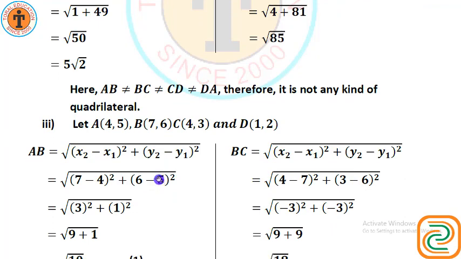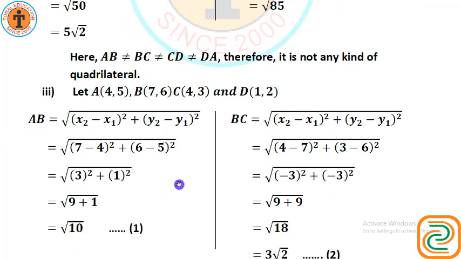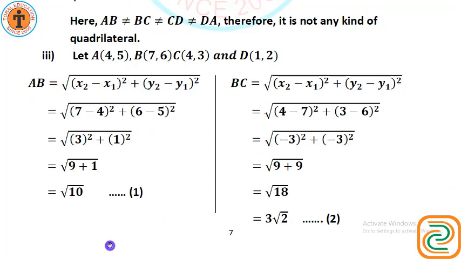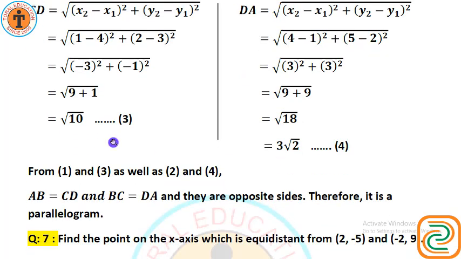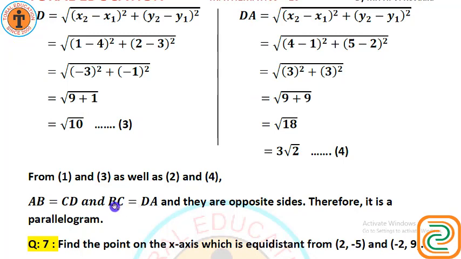Third one, also do the same. Find the distances AB, BC. Look at this. AB is root 10, but BC is 3 root 2. Similarly, CD is root 10 and DA is 3 root 2. So, opposite sides AB equals CD and BC equals DA. Right? Opposite sides are equal, therefore it is a parallelogram. If opposite sides are equal and parallel, then it is a parallelogram.